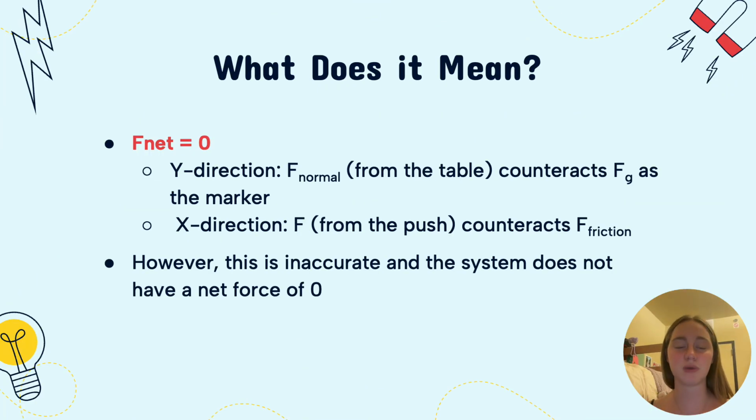And then what does all this mean? Because the expo marker had that constant velocity, that indicates F net equals 0. This is in the y direction. The force normal from the table counteracts the force of gravity on the marker, and then in the x direction, the force from the push counteracts the force of friction. However, this is inaccurate, and the system does not have a net force of 0 in real life, and this is why there were those differences between the orange and the red line in our result graph.